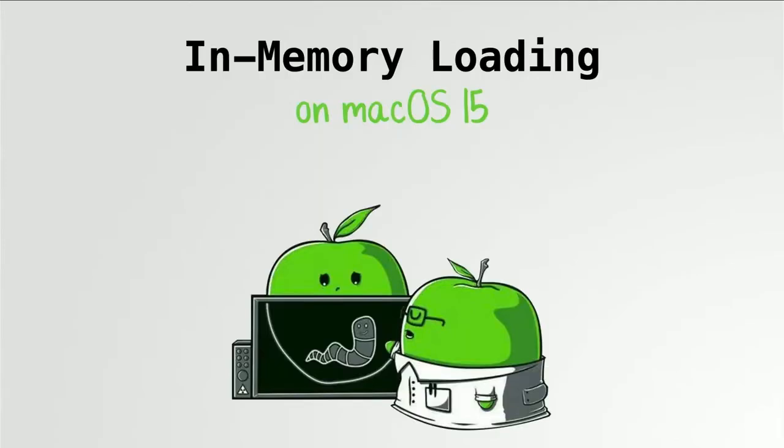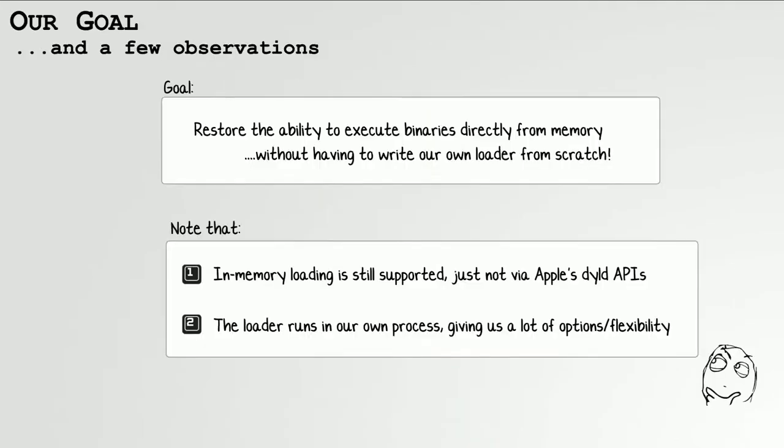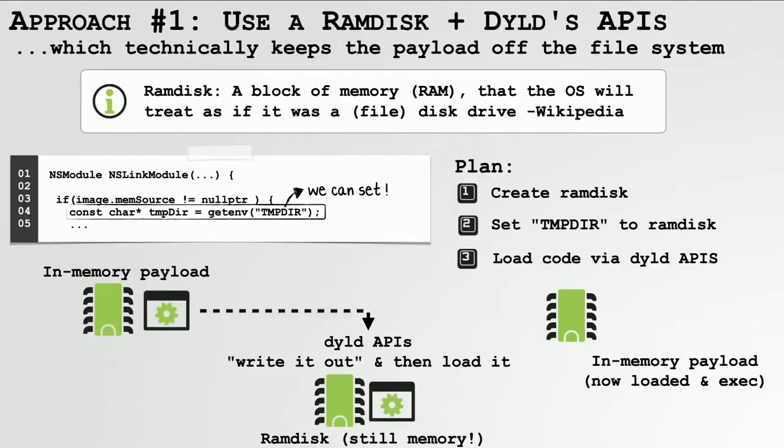So now let's talk about restoring in-memory loading on macOS 15. We have a goal and some observations. The goal is to restore the ability to directly execute compiled binaries directly from memory without having to write a whole loader ourselves. Loaders are insanely complicated. We don't want to do that. Some observations: in-memory loading is still really supported, it's just that Apple changed their APIs. And also, the loader runs in our own process, which definitely gives us some options and flexibility. So the first approach, and this is kind of just an interesting exercise, we will improve upon this, was just to use a RAM disk.